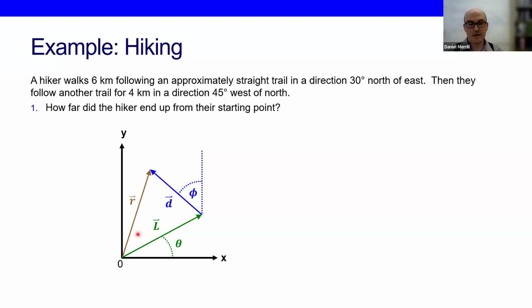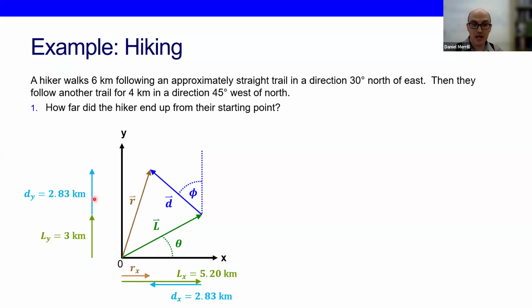We went in the east-west direction. We went east 5.2 kilometers. Then we went west 2.83 kilometers. So we're going to end up slightly east. I'm going to call that the x component of my result. In the northward direction, we went 3 kilometers north, and then we went another 2.83 kilometers. Putting those together, I would get the northward component of my result.